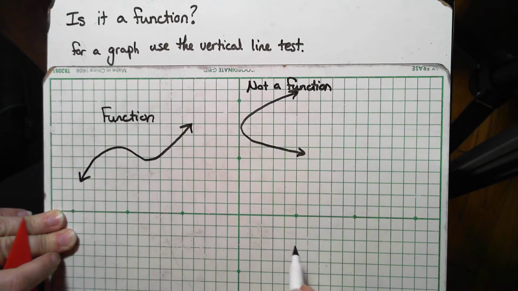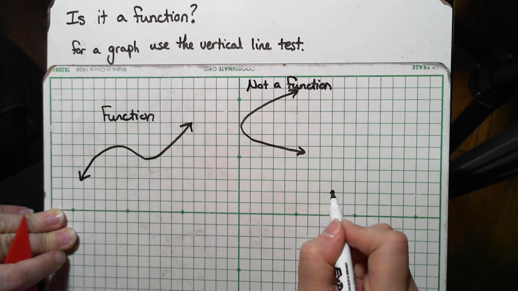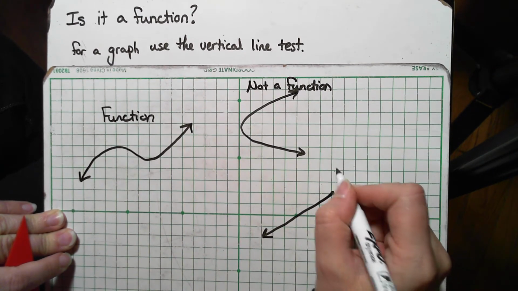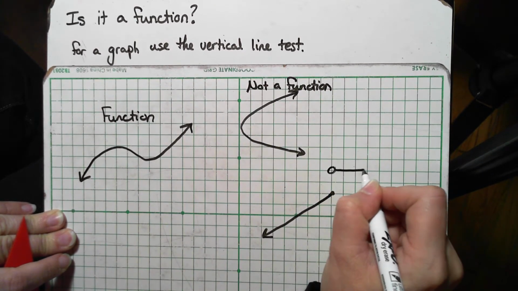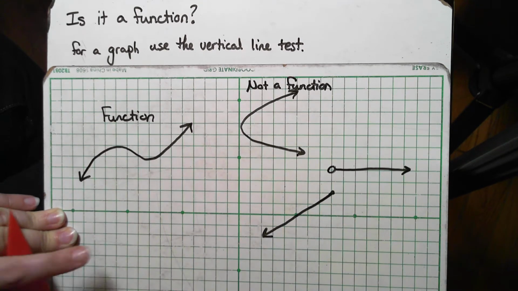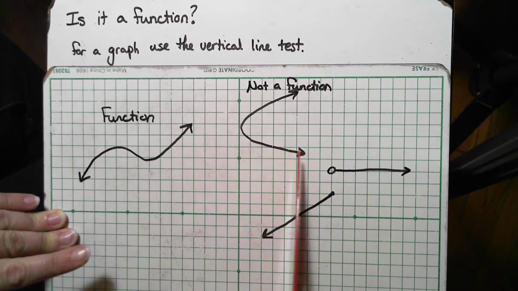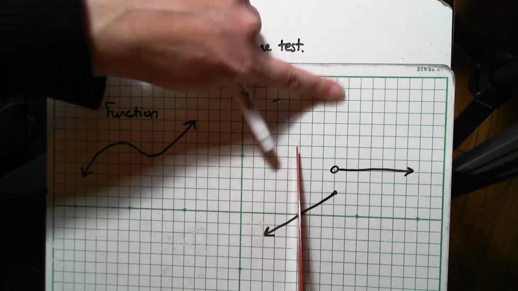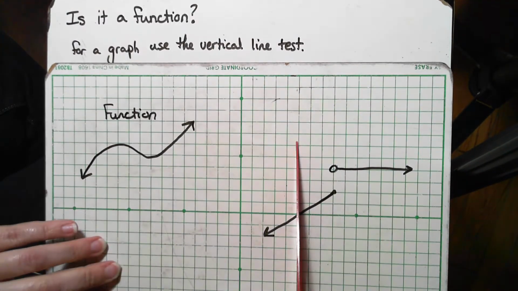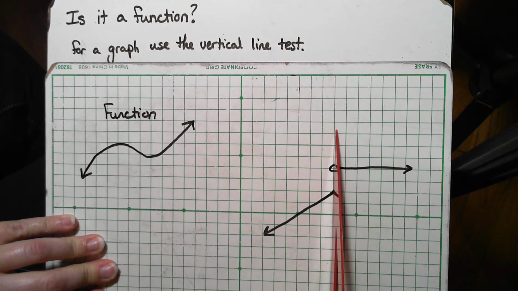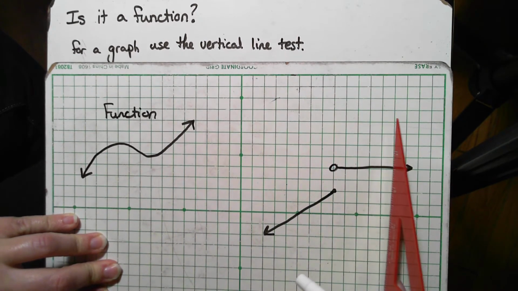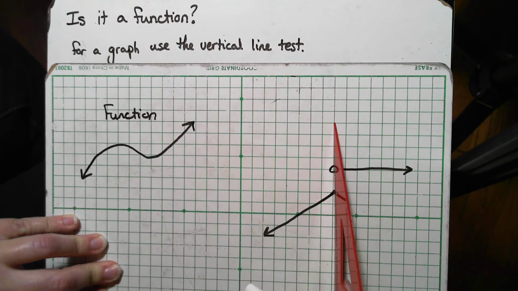Now, the question is, what if we have a piecewise function? Or a piecewise graph, anyway. Like that one. Notice, along this line down here, let me get rid of this other not function. Okay, along this line down here, it would touch only once all the time. Okay, but right here at the piecewise spot, right where it jumps values, it looks like it might touch twice. Anything beyond this, it would only touch once. But right here, it looks like it touches twice.